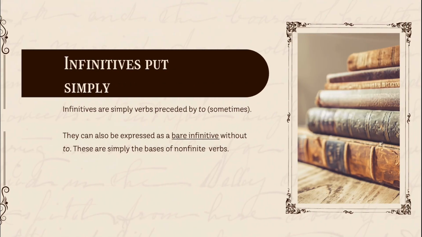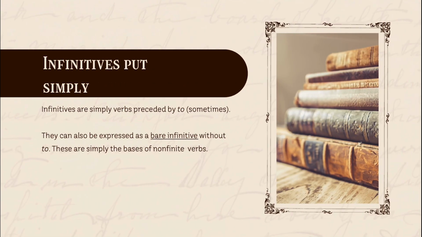So let's go ahead and put it simply. Infinitives are simply non-finite verbs preceded by to. So non-finite verbs, make sure that's a very key and important one there. Non-finite verbs that are preceded by to. And notice this sometimes, always that rule with grammar that it sometimes is the case, but not always. They can also, here's the rule, be expressed as a bare infinitive without to. These are simply the bases of the non-finite verbs.